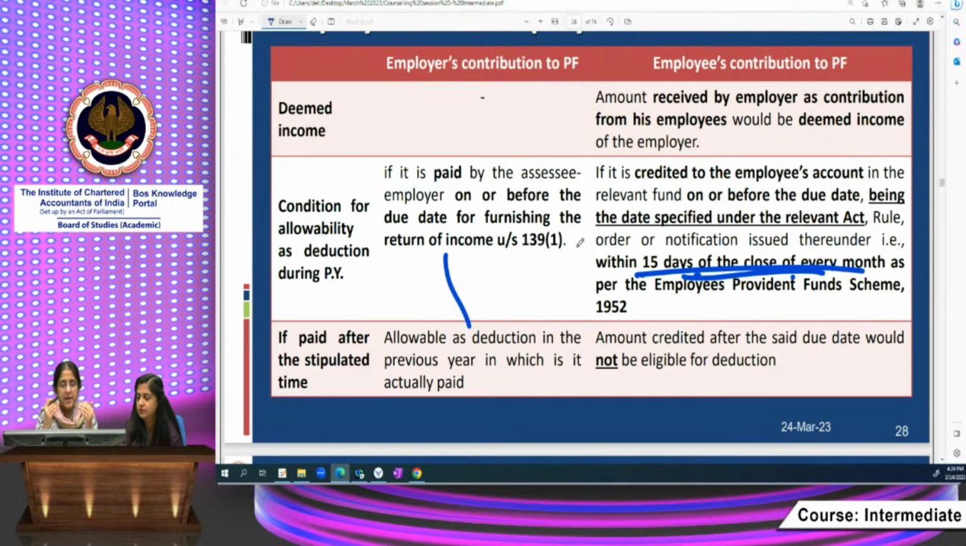So when any question comes, what happens? In case of employer contribution, if I don't do it on 31st July but I do it on 30th November, I'll get the deduction next year. But in case of employee's contribution, once I don't do it within the due date under the respective Act, I won't get the deduction next year also.